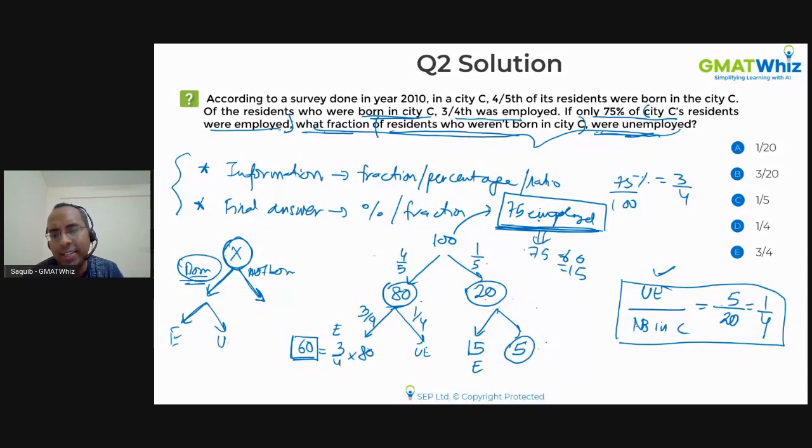Shine, as I told you, visualizing as a tree helps few people. Some people are just able to scribble it everywhere and get the answer. It's a personal preference. I prefer making a tree or a matrix to get the answer.